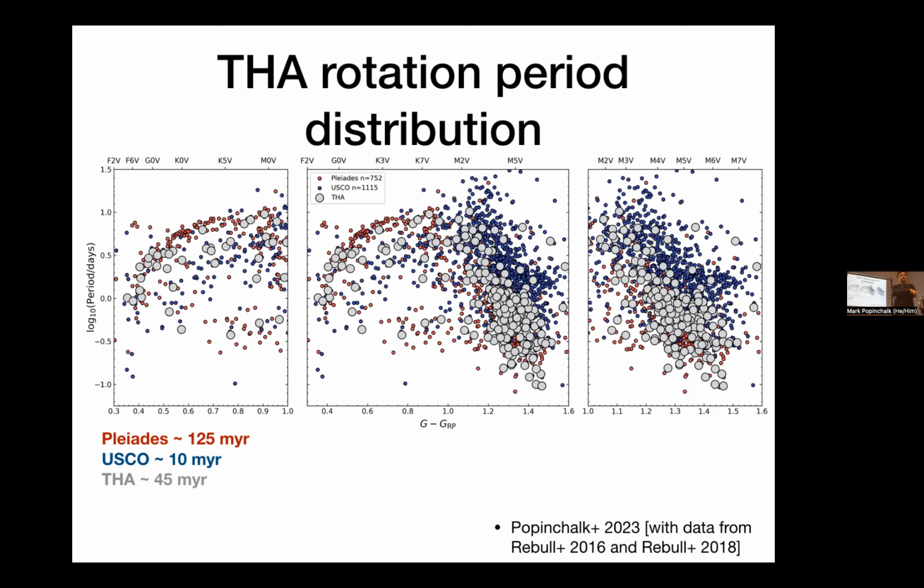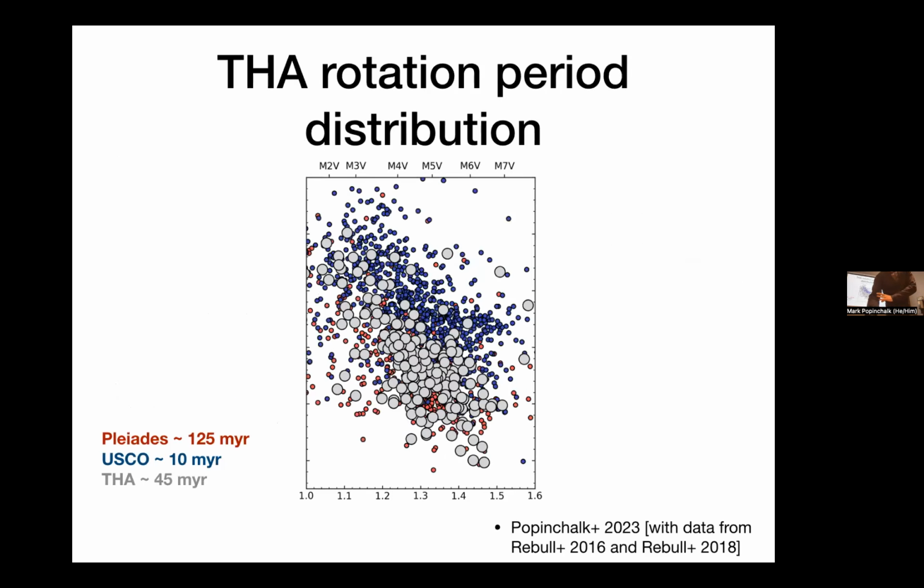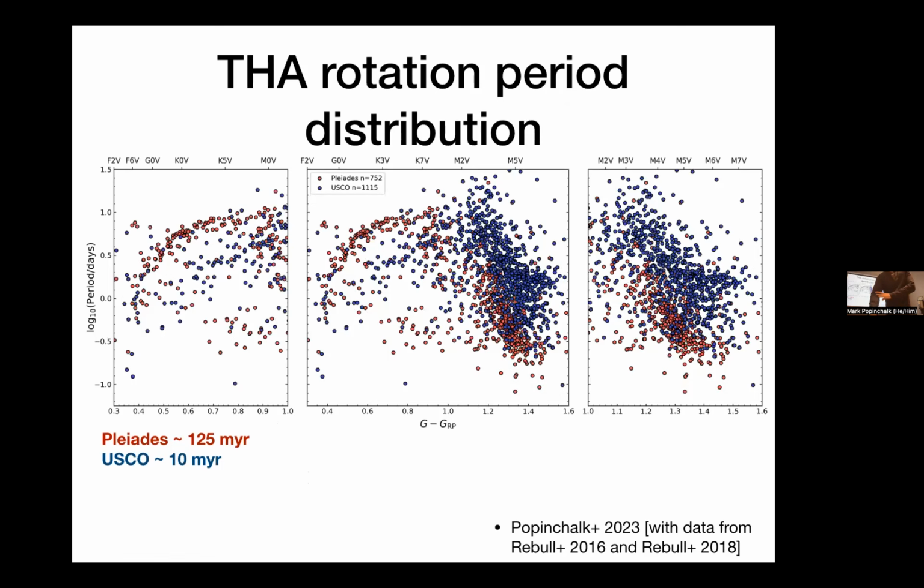Right, you don't have like type binaries and that. Right, I see, that's what you mean. Yes, absolutely. That's a very good point. So binaries are kind of the boogeyman of rotation periods.